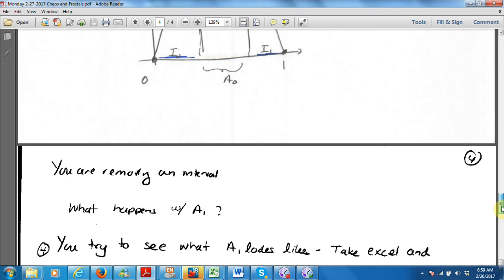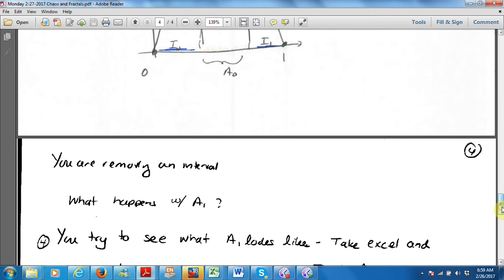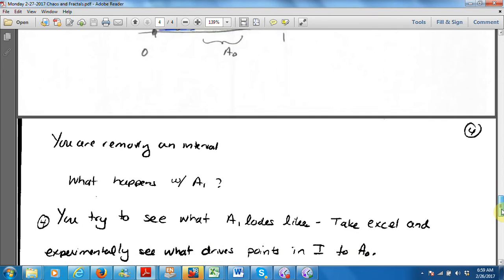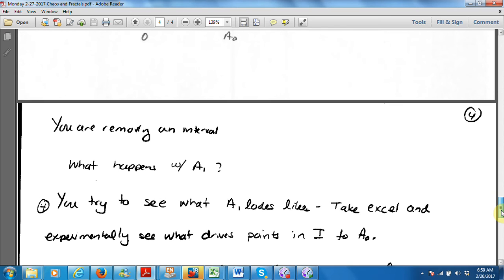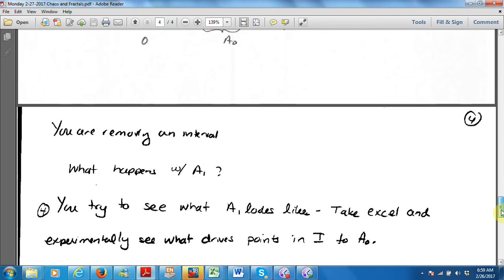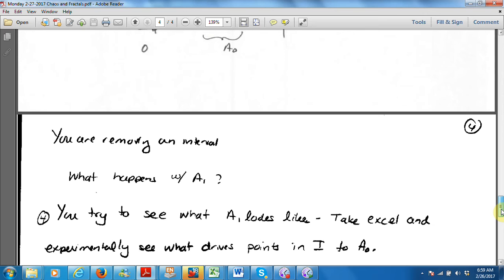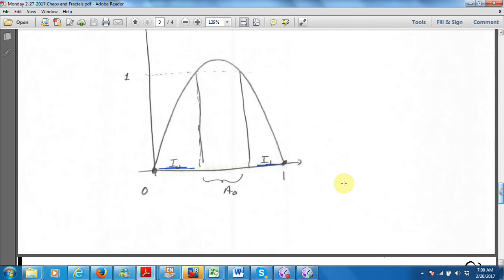Well, what happens with A1? This is going to be a little bit harder, but you can start to take a guess since I'm telling you this looks like the Cantor set. So if you're removing A1, take Excel and experimentally see which points in I go to A0 in one step. What you should find is broken up intervals, right? When we did the Cantor set, we first removed that middle third, then we removed the middle thirds here. So I would hunt for initial conditions here and here, and look for those that converge to A0 in one step.